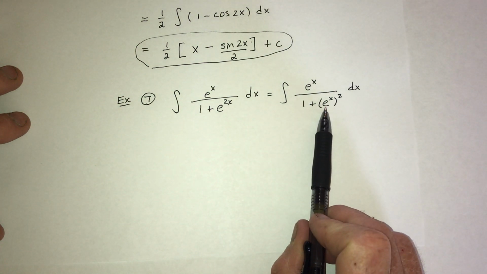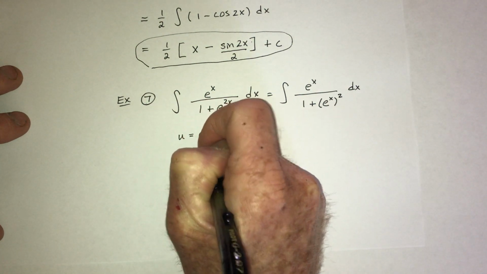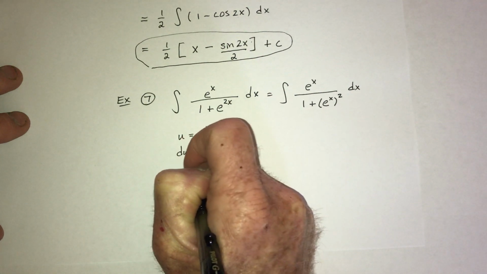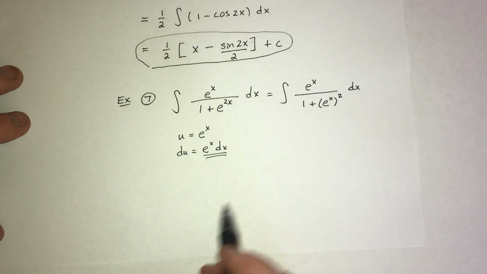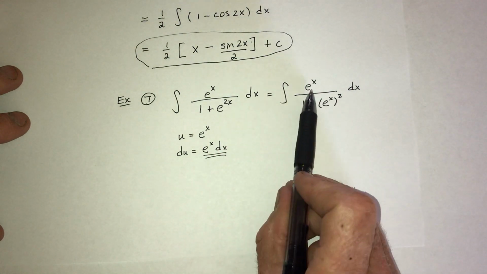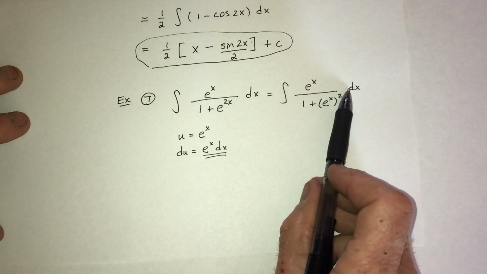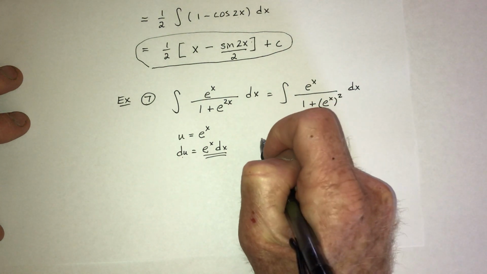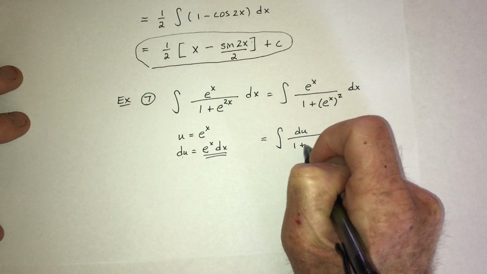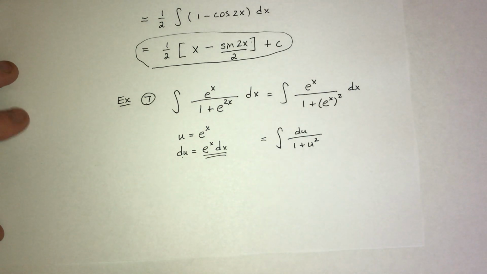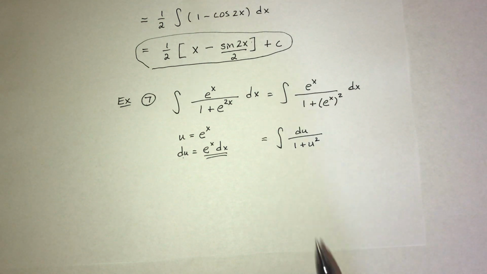Now, inside the parentheses is e to the x. So that's what I'm going to use for the u. u equals e to the x. The derivative of that is e to the x dx. So that means we have to have an e to the x times dx. And right here we have e to the x times dx. So this part right here is going to be replaced with just du. And on the bottom, it's 1 plus u squared. So once again, we've taken a more complicated problem and turned it into an easier one.